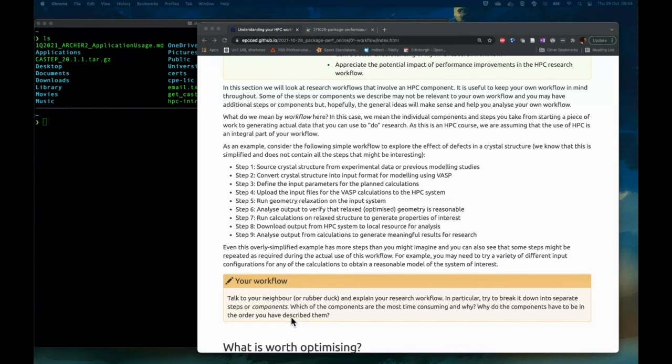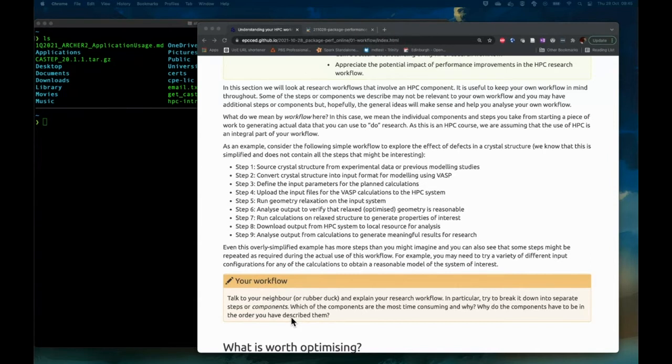So this is a really simple example of a research workflow, right? It's probably overly simplified, and actually, when you start to break things down into steps, it has more steps than you'd maybe imagine at first glance for something that is very simple. And you can also see that some of the steps might need to be repeated as required during the actual use of the workflow. You might try a variety of different input configurations for the calculations to try and explore and find what's a reasonable model for your system of interest.